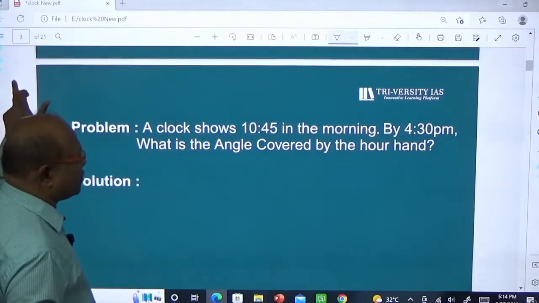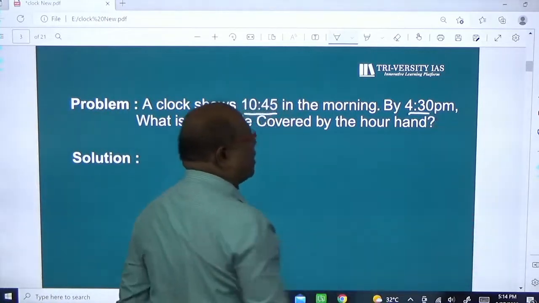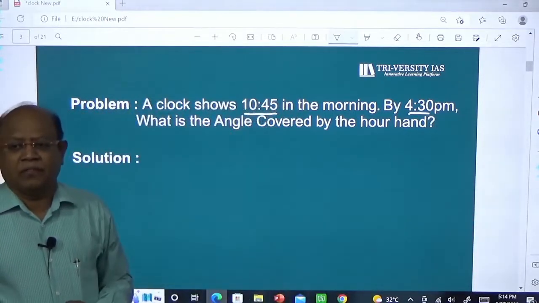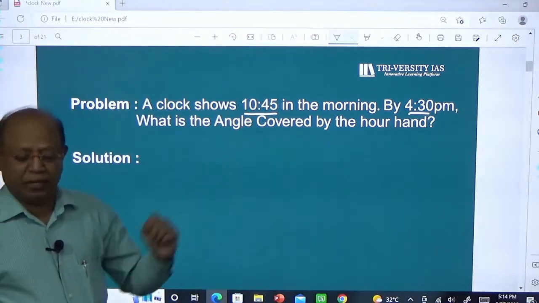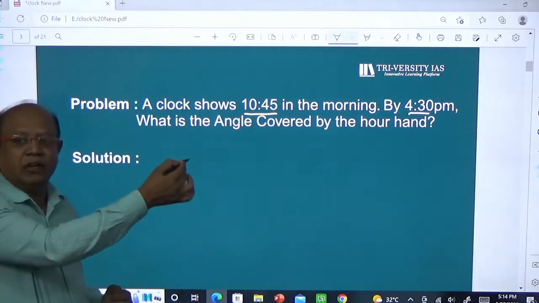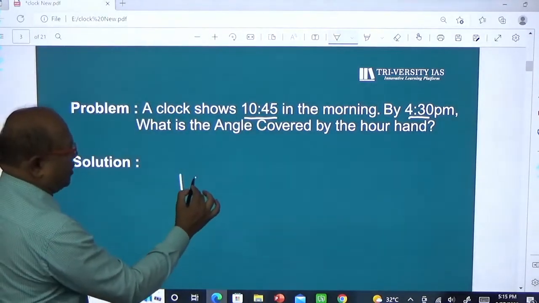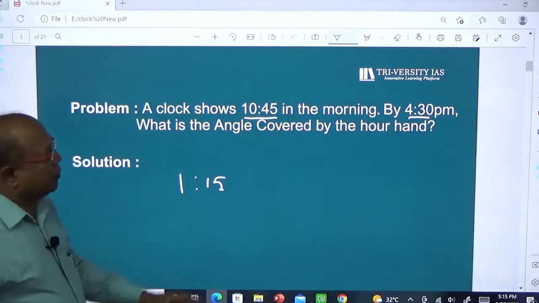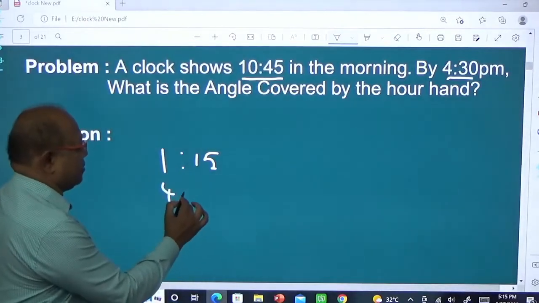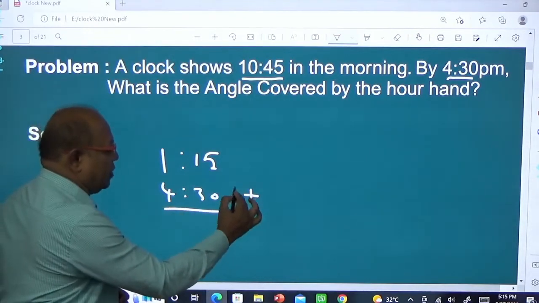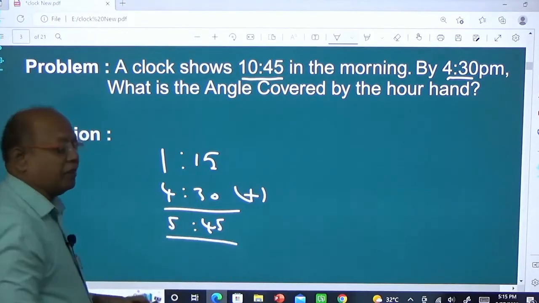A clock shows 10:45 in the morning. By 4:30 p.m., what is the angle covered by the hour hand? First, see what is the duration between 10:45 and 4:30 p.m. From 10:45 till 12, we have 1 hour 15 minutes. And from 12 to 4:30, we have 4 hours 30 minutes. Adding these, we get 5 hours 45 minutes.